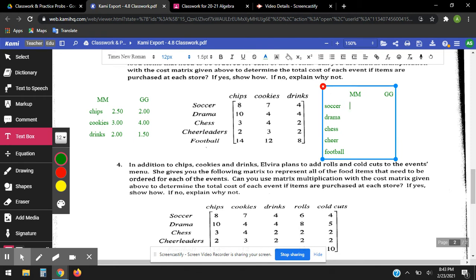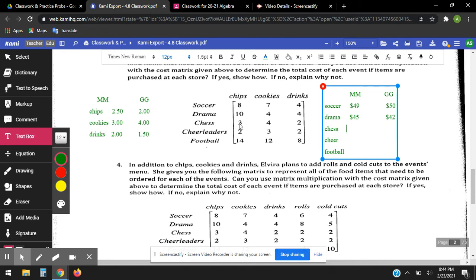So we've already done the soccer and the drama. So the soccer, we already said was $49, right? When we multiplied those over. And the Grandpa's grocery was 50. And then the drama we already did, which was 45. And then Grandpa's grocery was 42. Okay. So now we just need to figure out what is the chess clubs.